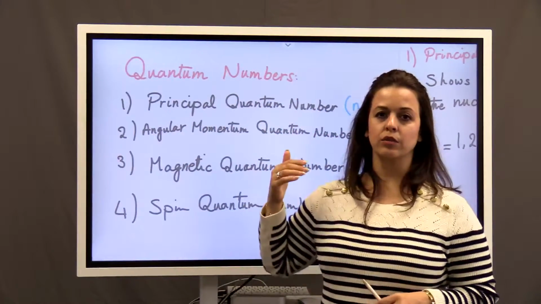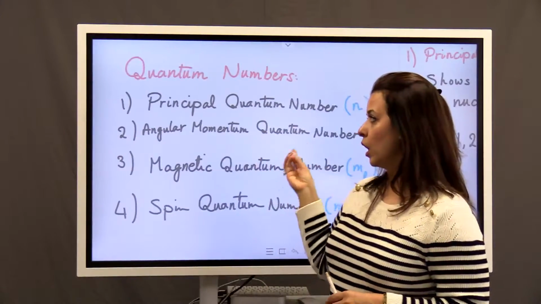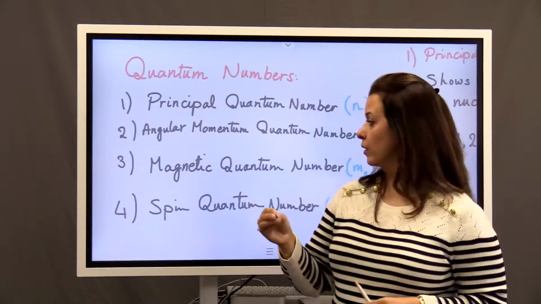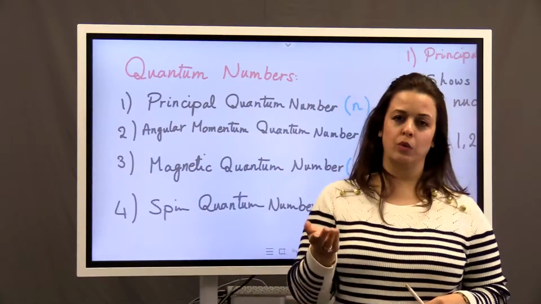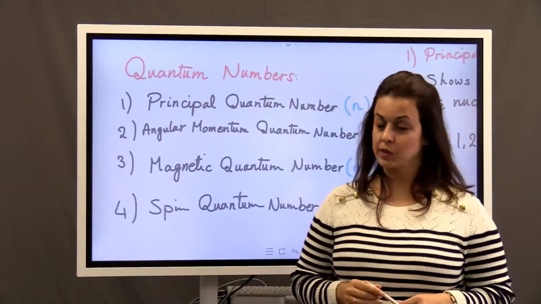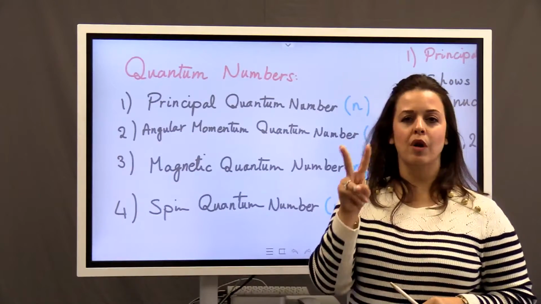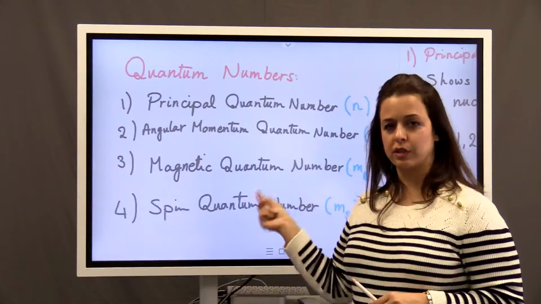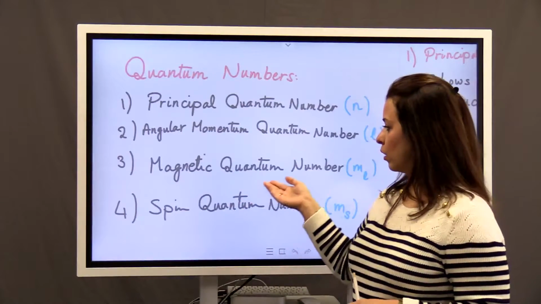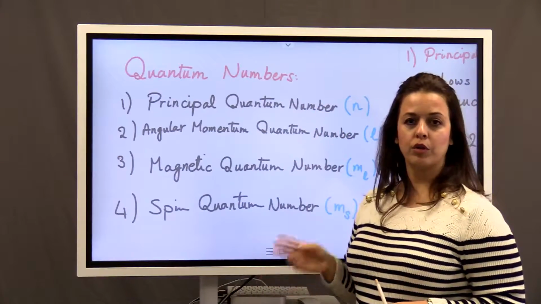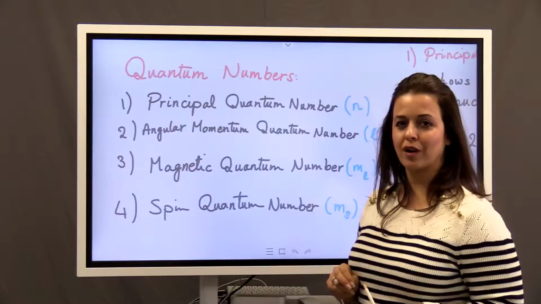They are trying to find out or locate the electrons inside the atom as accurately as possible. So there are 4 quantum numbers. You already know 2 of them, but you didn't know them under this name. So out of 4, you knew 2 of them so far.